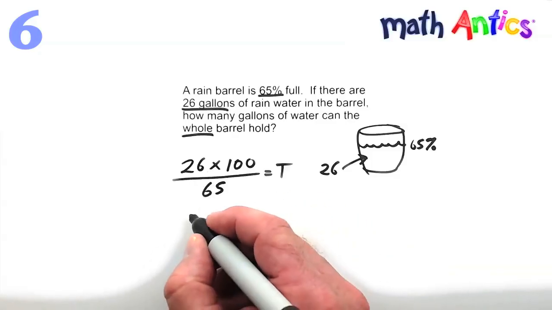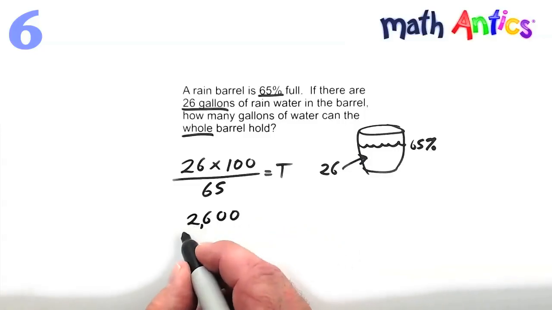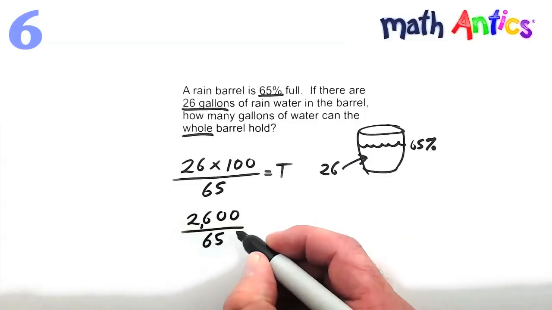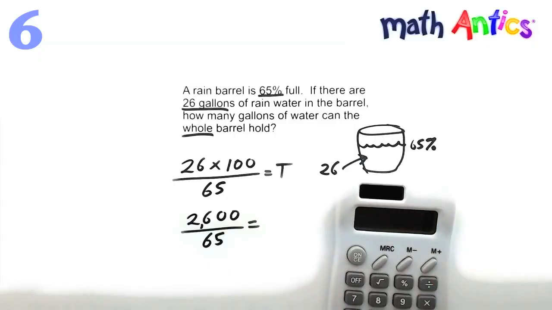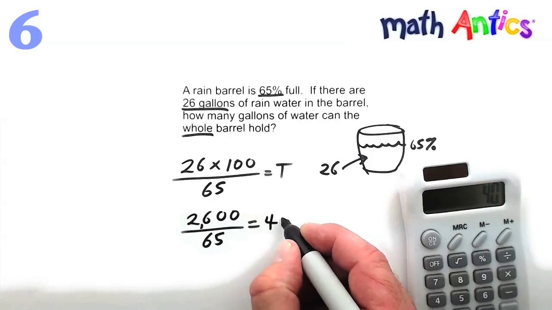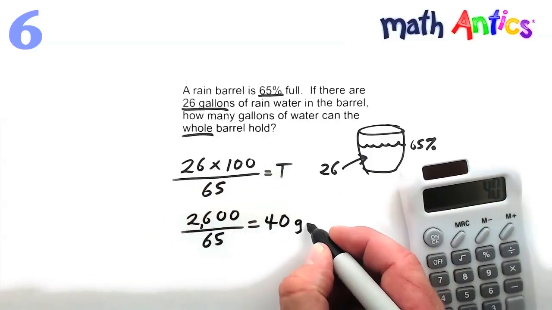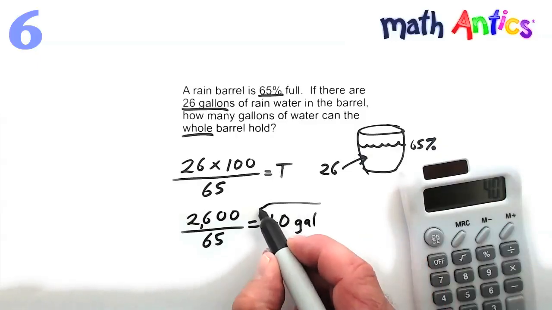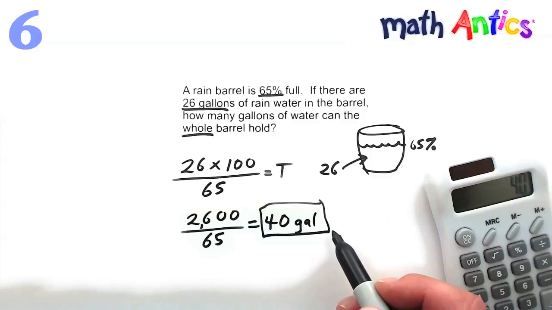26 times 100 is just 2,600. And we're going to divide that by 65 to get our total. Let's go ahead and use a calculator to do that. We'll take 2600 divided by 65, and that equals 40. Okay, so 40 is our total. Now, let's not forget the units. It's in gallons. So let's write gallons here. So 40 gallons is the total amount of rainwater that this barrel can hold.